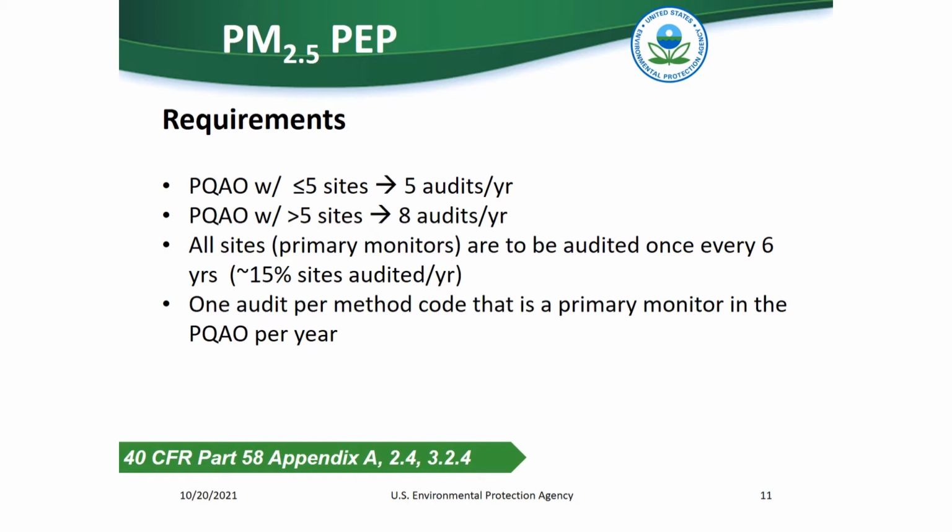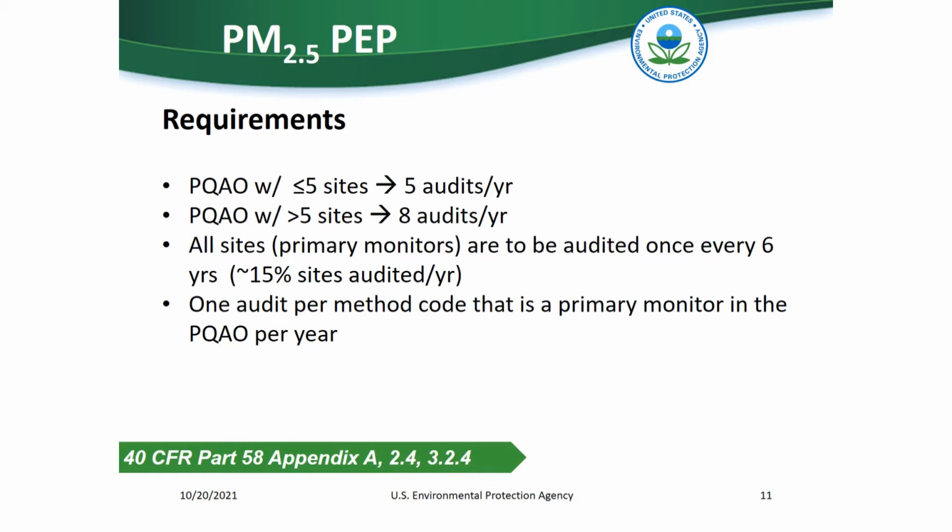The program requirements for the PM 2.5 PEP program are outlined in 40 CFR Part 58, Appendix A, Sections 2.4 and 3.2.4. For PQAOs with less than or equal to 5 sites, 5 PEP audits are required each year. For PQAOs with more than 5 sites, 8 PEP audits are required each year. All primary PM 2.5 monitors must be audited once every 6 years, approximately 15% of sites audited per year. Non-regulatory monitors and non-primary monitors, such as QA co-located monitors, are not required to have a PEP audit.